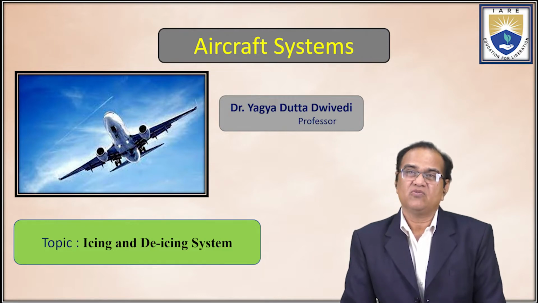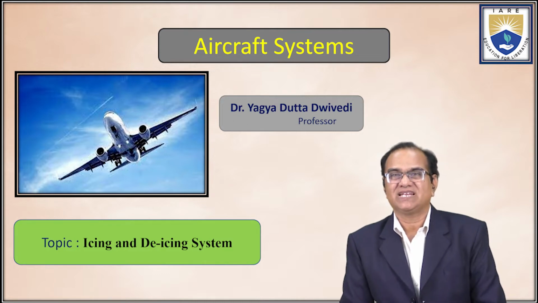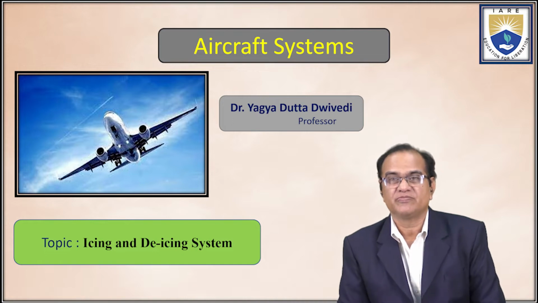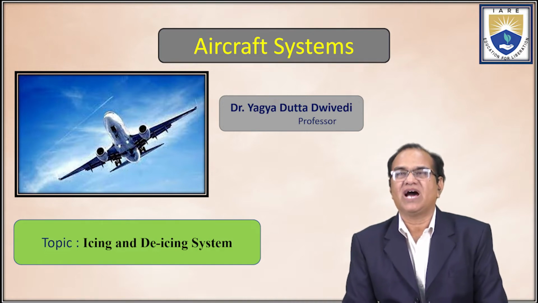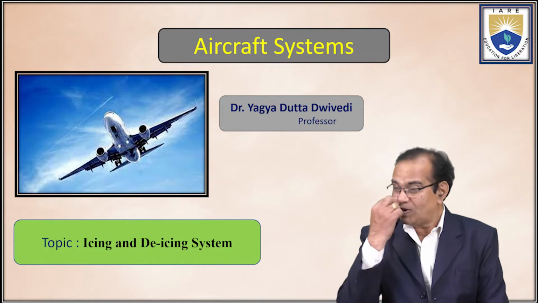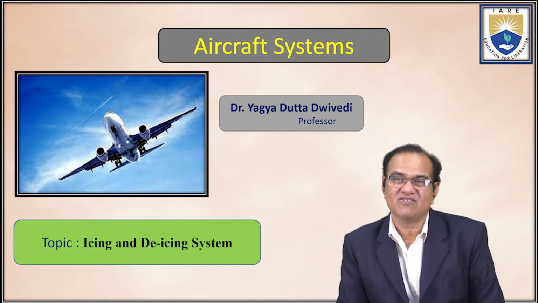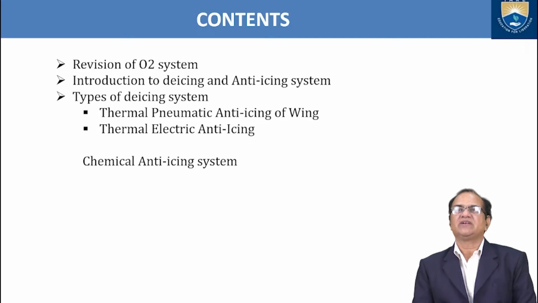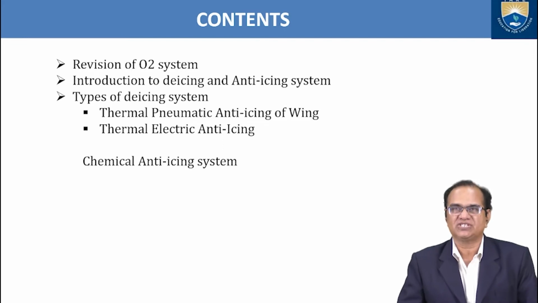And we are here now today in icing and de-icing. So we can see how ice is formed and how we can make sure that ice is removed. First of all, ice should not form, and if it forms, how the ice is removed. So this removal system is called the de-icing, and if we make a prevention of icing, it is called the anti-icing.